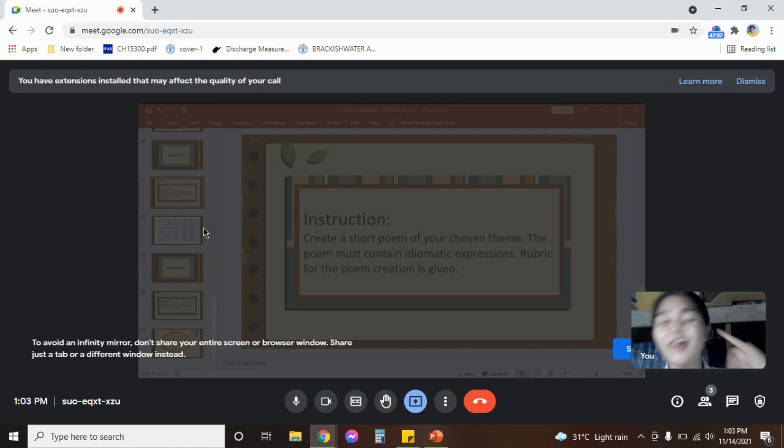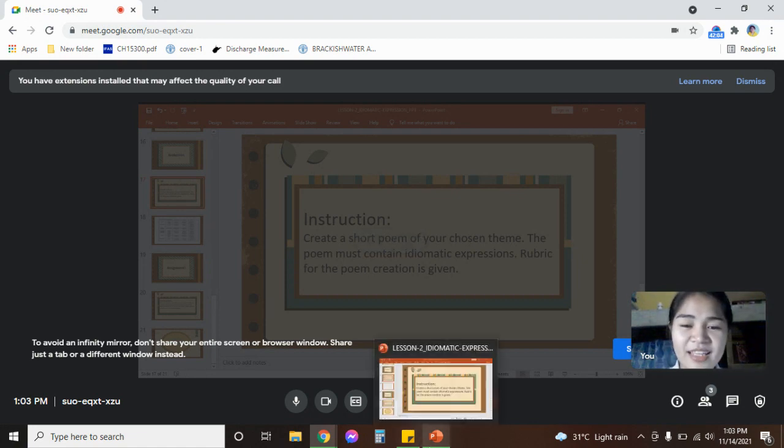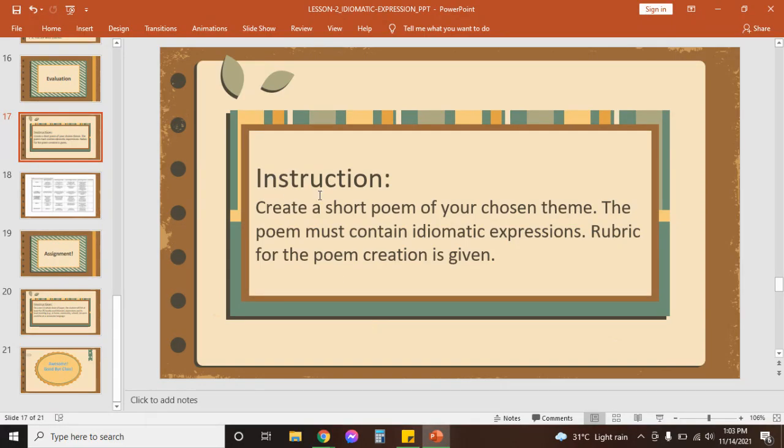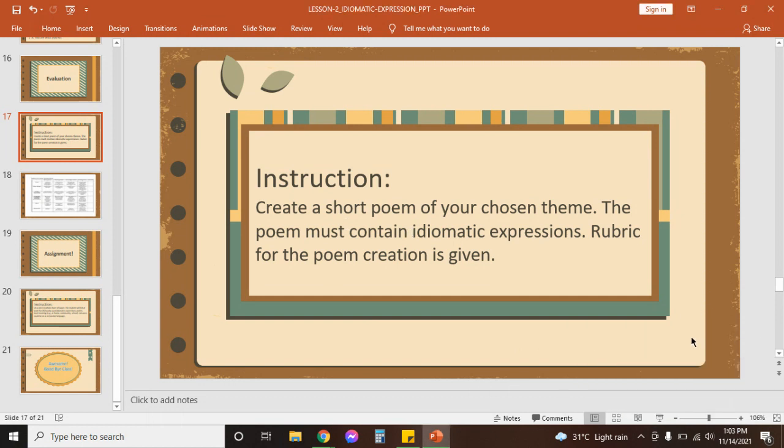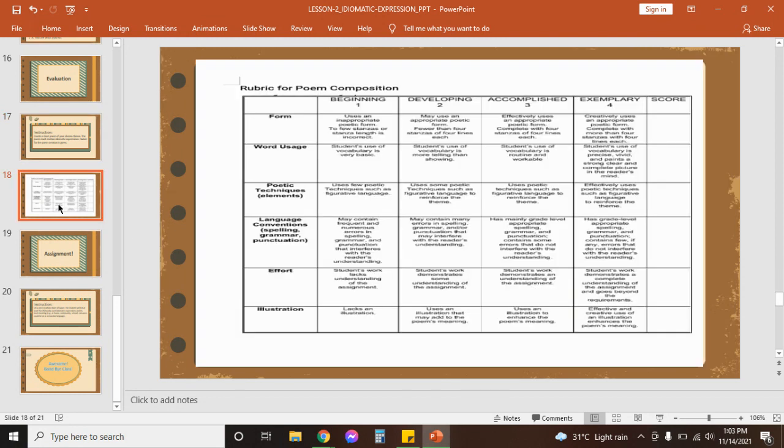Yes. Okay. Kindly read the instruction. Create a short poem of your choosing theme. The poem must contain idiomatic expressions. Rubrics for the poem creation is given. Okay, this is the rubric. I think you cannot see it. It's not visible enough, so maybe I can give you a copy of this one. I will be sending it to you.